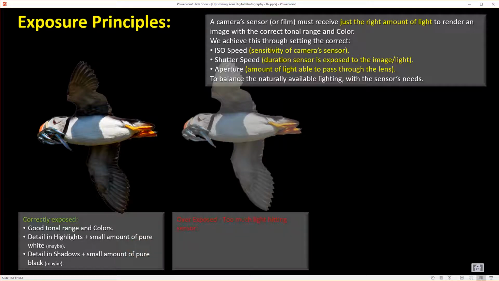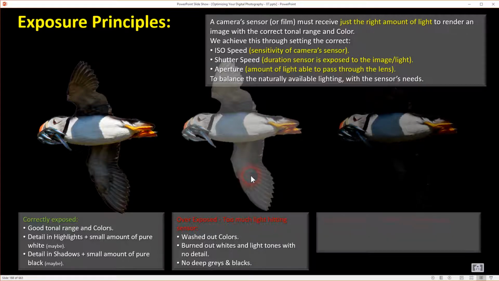If it's overexposed, too much light hitting the sensor, we've got the exposure wrong, then we tend to get washed out colours, burnt out highlights, so we've got pure whites all over the place, and the light tones with no detail. There's no deep greys or blacks because they've all been rendered a kind of grey. Alternatively, we could go to an underexposed image. There's too little light hitting the sensor. So we've got muddy colours, dull tones, blacks, and there's no detail in the dark shadows. And there's no light areas or whites. It all becomes a kind of muddy grey.